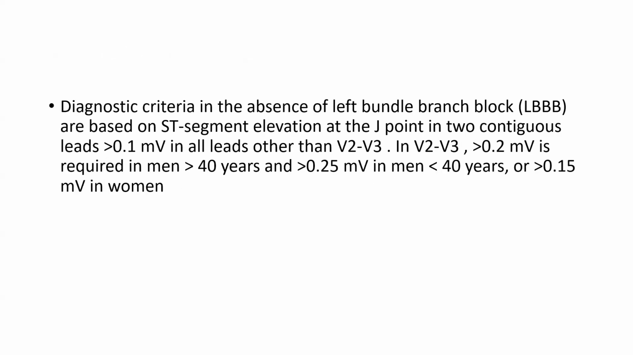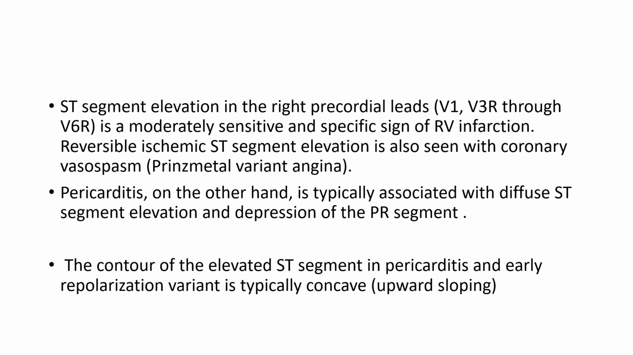Diagnostic criteria in the absence of LBBB are based on ST segment elevation at the J point in two contiguous leads of more than 0.1 mV in all leads other than V2, V3. In V2, V3, more than 0.2 mV is required in males over 40 years, more than 2.5 in males under 40 years, and more than 1.5 in females. ST segment elevation in the right precordial leads, that is V3R through V6R, is moderately sensitive and specific for RV infarction. Reversible ischemic ST segment elevation is also seen with coronary vasospasm.